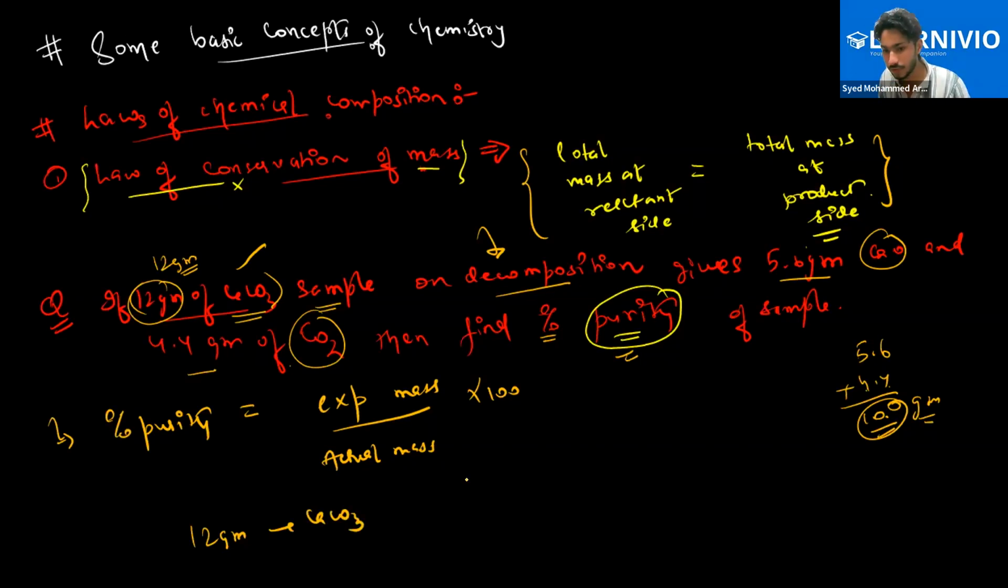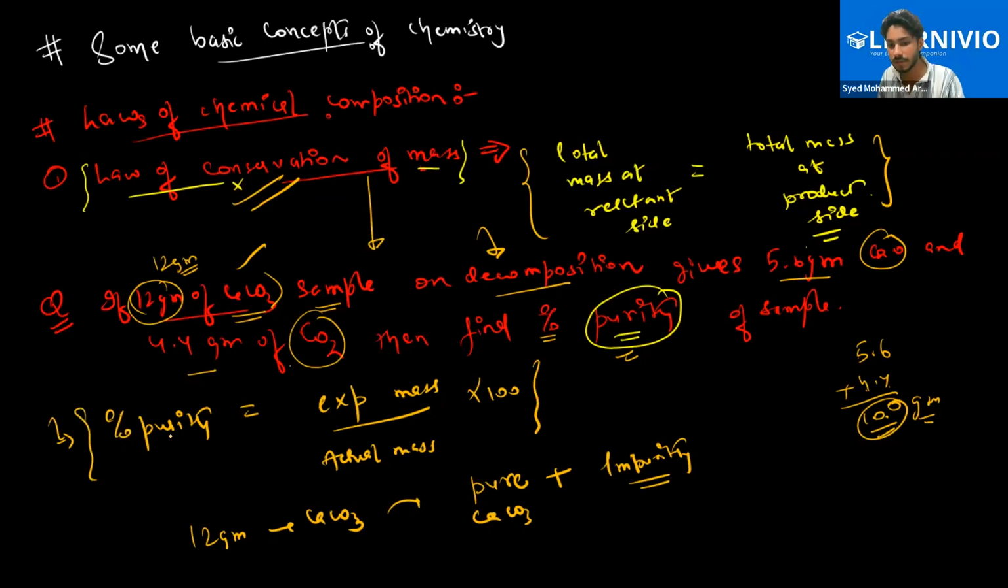So in that I am having pure CaCO3 plus some impurity. How am I able to get this impurity? Because I know the law of conservation of mass. This question is based on the law of conservation of mass. The concept that is applying here is percentage purity.